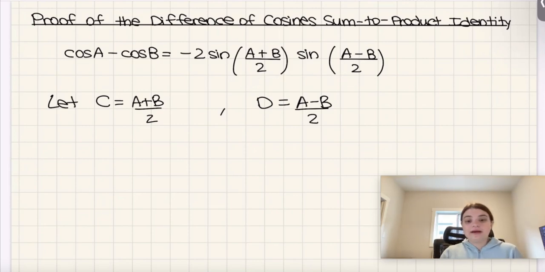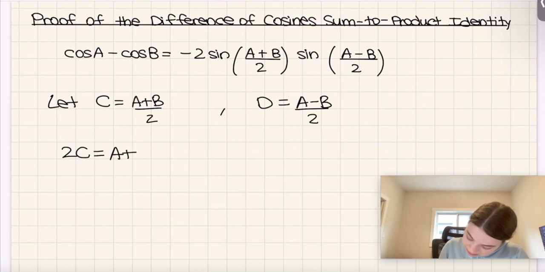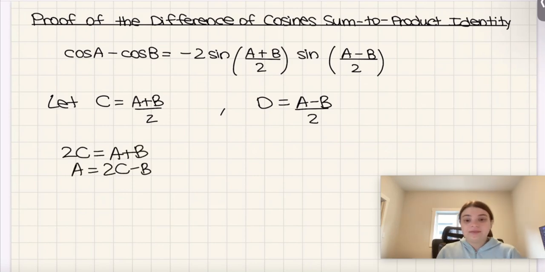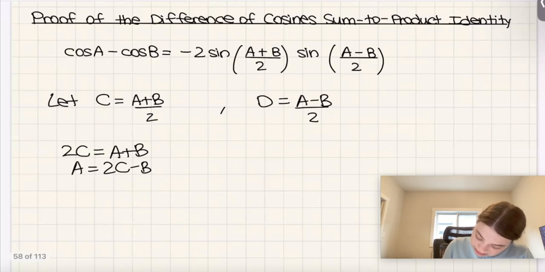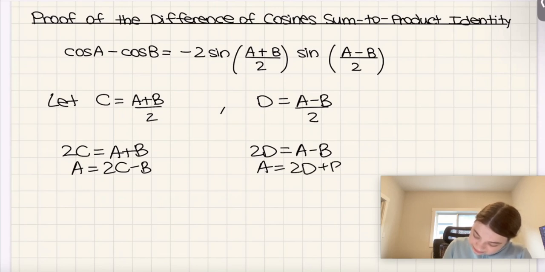All right, so now I'm going to solve both of these in terms of a. So I'm going to multiply 2 to both sides to get that 2c is equal to a plus b. That means that a is equal to 2c minus b. Then over here, same sort of idea. I'm just going to multiply by 2 and get 2d is equal to a minus b. That means a is equal to 2d plus b. All right, now let's let this be equation 1 and this be equation 2.